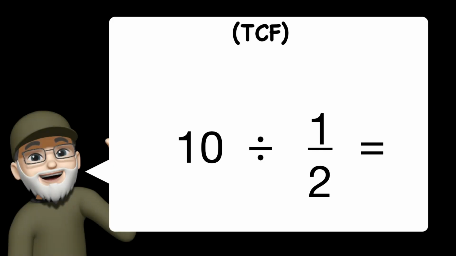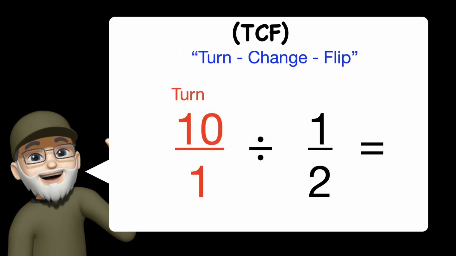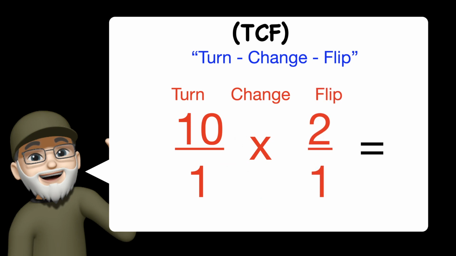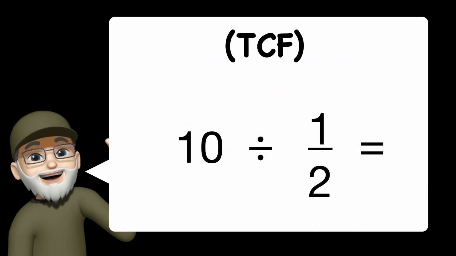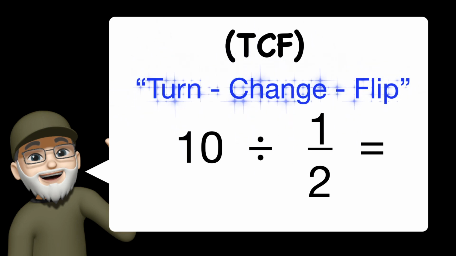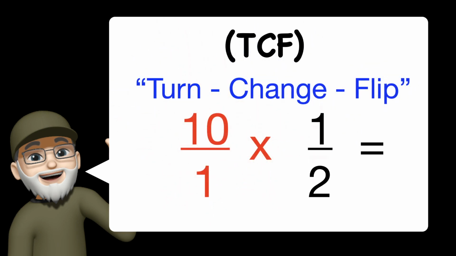TCF is a strategy that we're using for this type of problem. It stands for turn, change, flip. We turn the whole number into a fraction by writing it over 1. We change the division into multiplication, and we flip the second fraction into its reciprocal. And we can do that because of related multiplication and division facts. So TCF stands for turn, change, and flip.